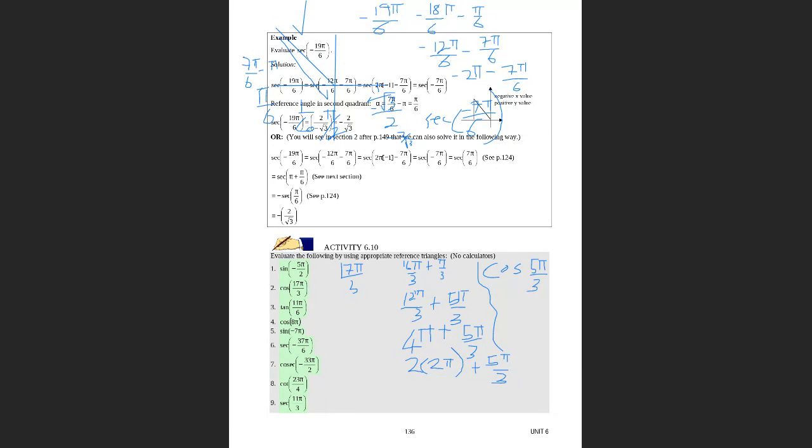Does it make sense to you? Okay, good. So there are no questions. So here you can use the CAST, knowing that this one will come here. So the reference angle will be 2 pi minus 5 pi over 3. And you can find your answer there.